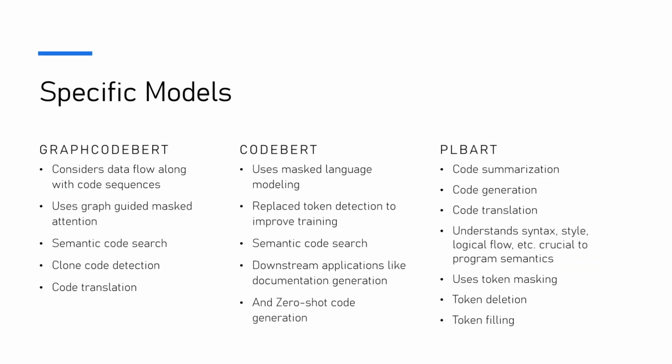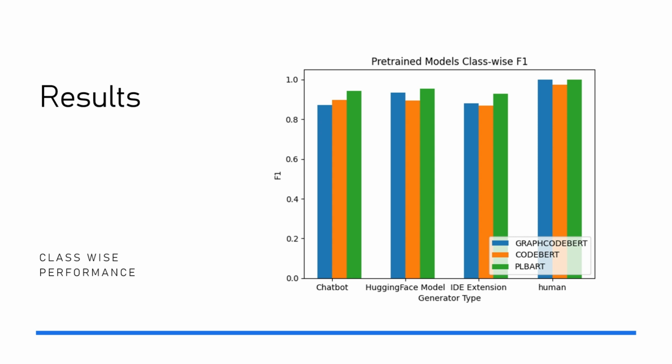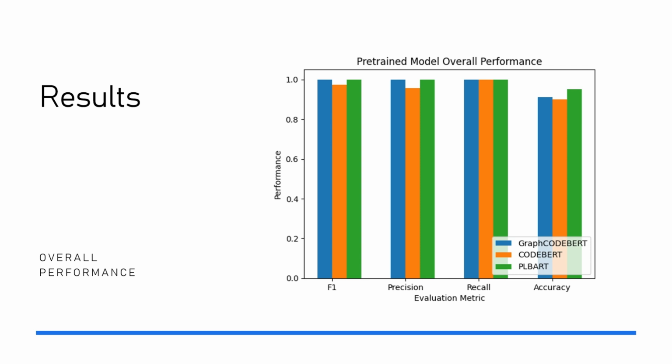And the specific models each have their advantages and disadvantages and their different ways of doing things. Just to name a few, GraphCodeBERT focuses on graphs to identify the different semantics. CodeBERT uses language modeling. And PLBART uses token masking and is well known for code summarization, all of which plays a part in these results, where PLBART outperformed all the other models, and overall PLBART just outperformed all of them, as you can see, in accuracy, recall, precision, and harmony.